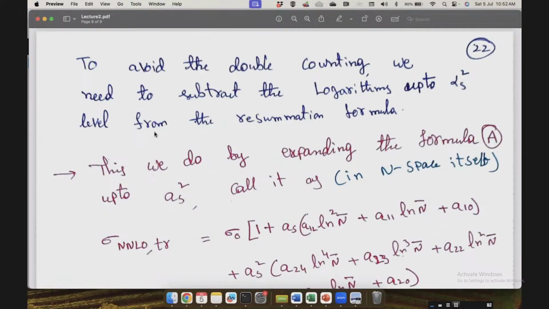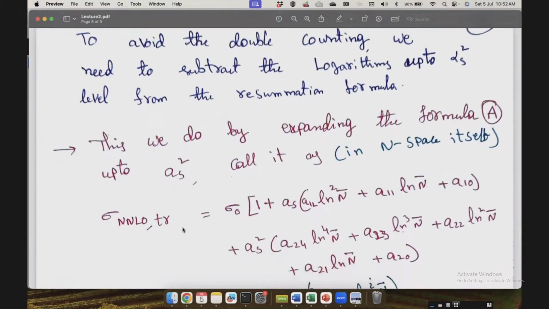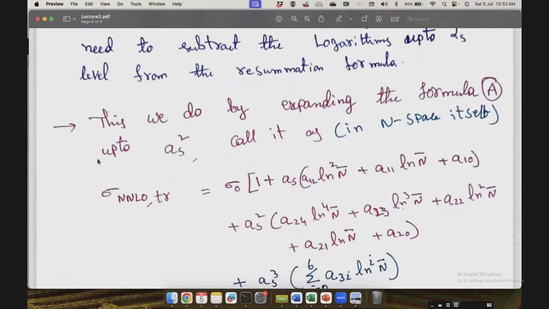So how do I do that? We do it by expanding this resummation formula in the n space itself up to alpha s square level and ignoring the higher order terms. That particular expanded and truncated version is what I call the truncated resummation formula. You expand up to NNLO level, meaning up to alpha s square level, and truncate it.